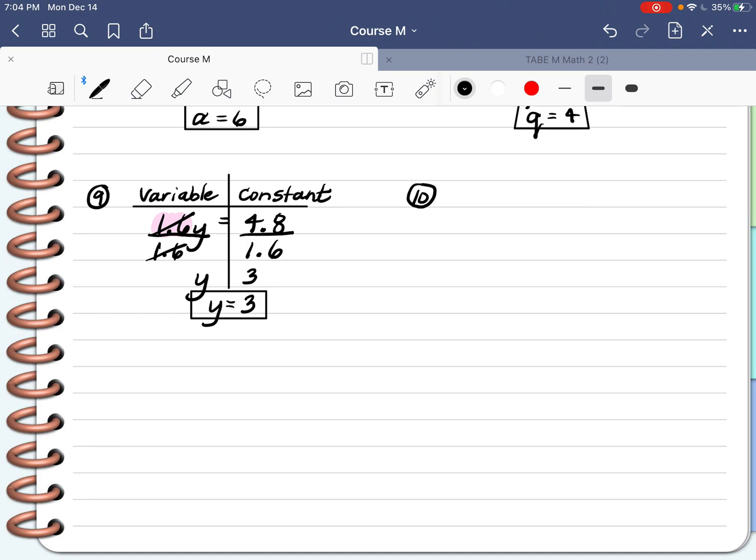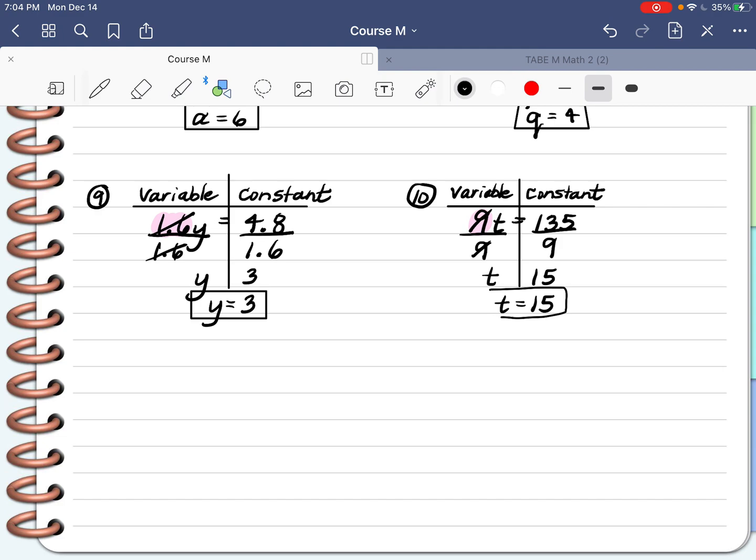And finally, number 10. 9t equals 135. Power t, variable, constant. What needs to move? The coefficient gets divided away. Cancel. Copy. 135 divided by 9 is 15. So T equals 15.